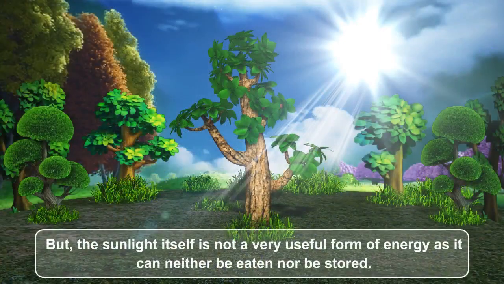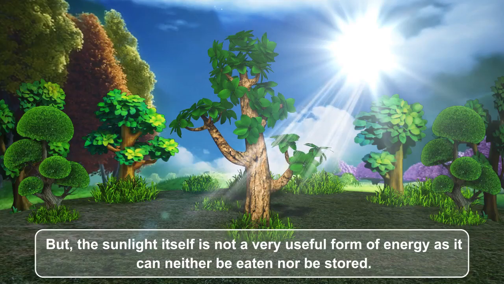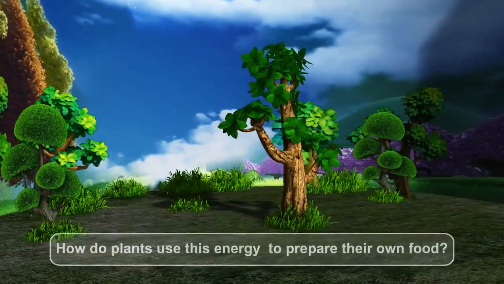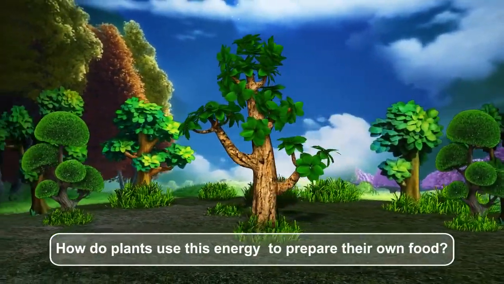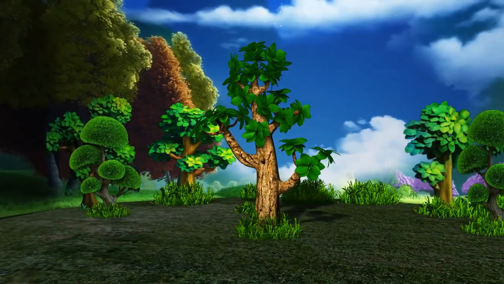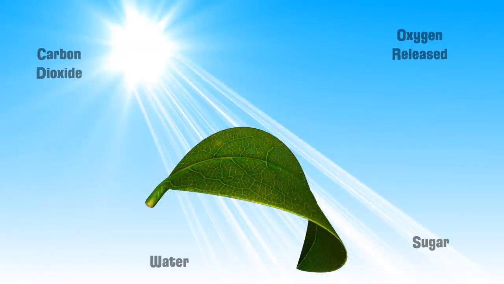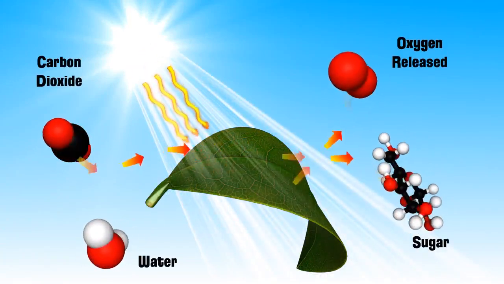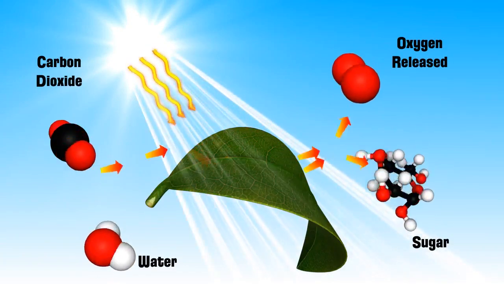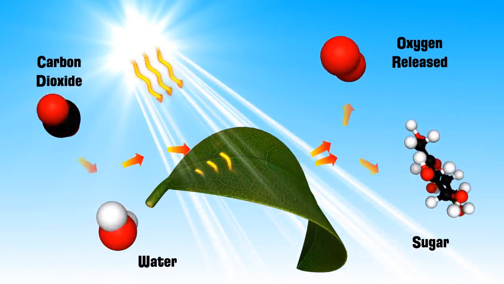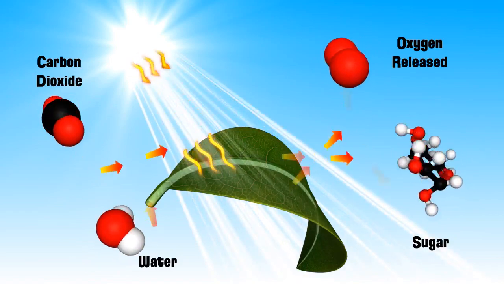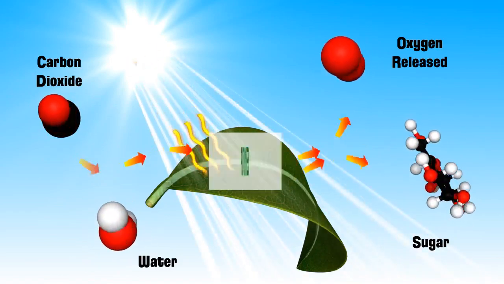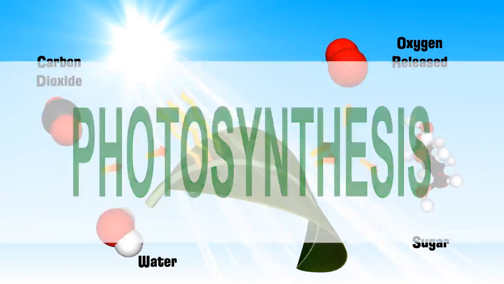But the sunlight itself is not a very useful form of energy, as it can neither be eaten nor be stored. So, how do plants use this energy to prepare their own food? Plants convert carbon dioxide present in the air into carbohydrates using the energy from the sunlight and release oxygen as a byproduct. This process is known as photosynthesis.